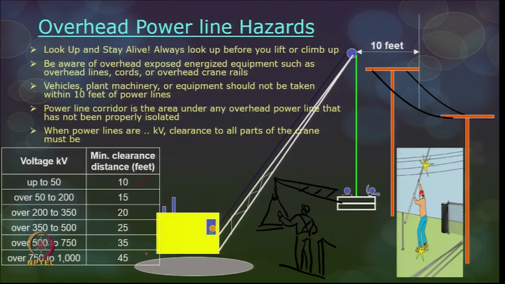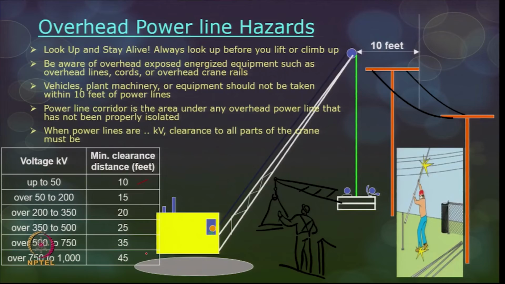So, always look up before you lift or you climb up, maybe a ladder, or maybe you are using a crane or maybe an equipment for digging. So, with all these booms and other equipment, you have to be very careful not to go into the power line corridor. Be aware of overhead exposed energized equipment, because all these power lines are not de-energized, okay. They are all live conductors of electricity. So, vehicles, plant machinery or equipment should not be taken within 10 feet, which is the minimum clearance.